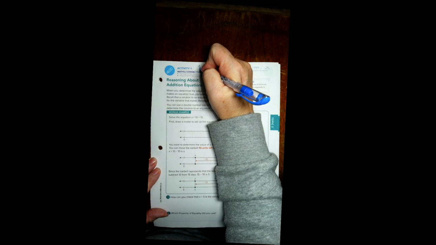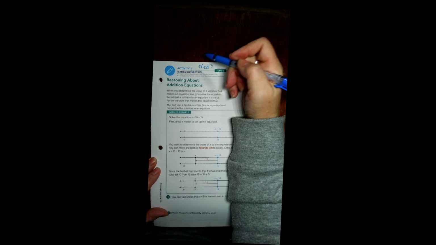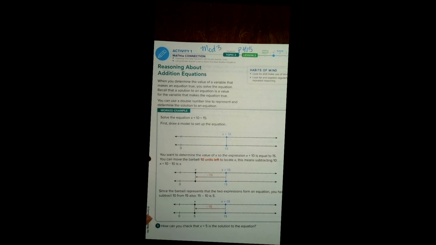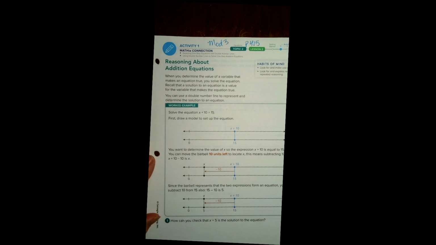Moving on to the next part of Module 3, Topic 2, Lesson 2. We're in Activity 1, and we're on page 415. Reasoning about equations. Habits of mind are to look for and make use of structure, look for and express regularity in repeated reasoning.